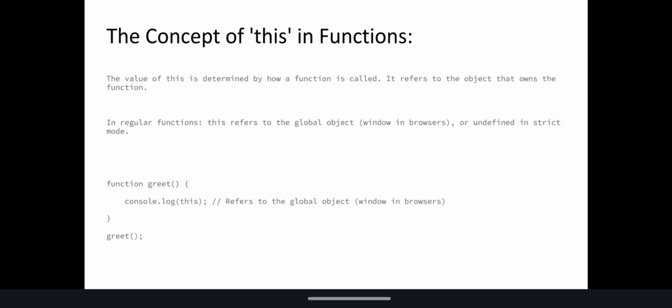The concept of this keyword in functions. The value of this is determined by how a function is called. It refers to the object that owns the function. In regular functions, this refers to the global object or undefined in strict mode. For example, here we are declaring the function greet, and we are using this keyword and calling the function.